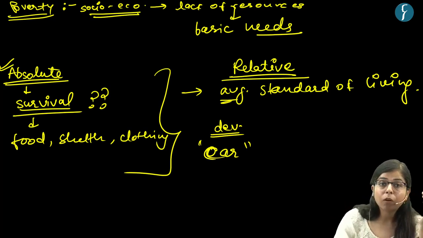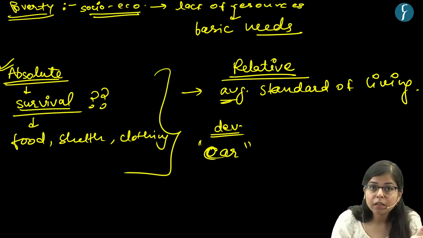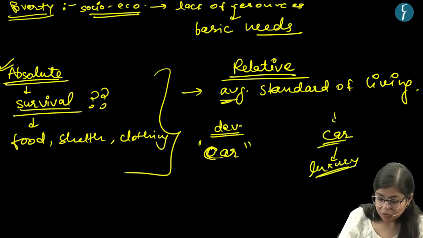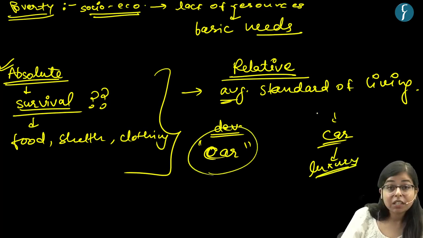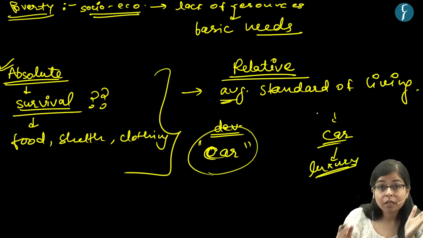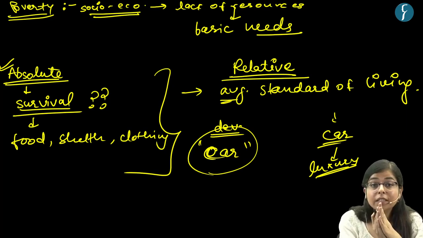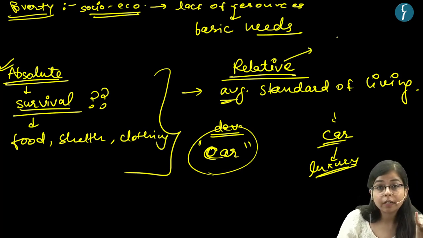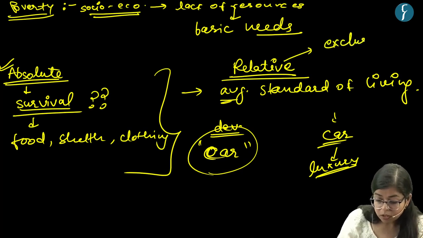And if we talk about any developing or underdeveloped country, owning a car may be a luxury, right? Such kind of poverty, based on access to certain resources, is known as relative poverty. In absolute poverty, there is a question of survival, but in relative poverty, there is a question of exclusion.